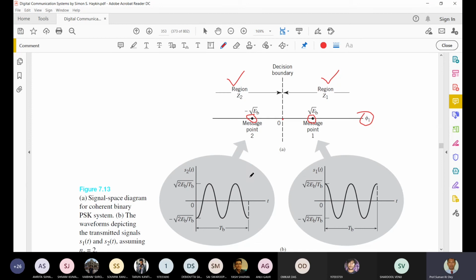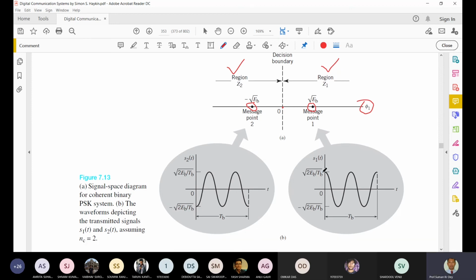If we represent these two signals in waveform, it will look like this. For S1, there is zero phase shift, so it is a cosine, and this is the TB. Similarly, for S2, this will be the signal with a 180-degree phase shift. If we compare these two signals, there is a 180-degree phase shift. And what is the amplitude of the signal? That is square root of 2 EB by TB.